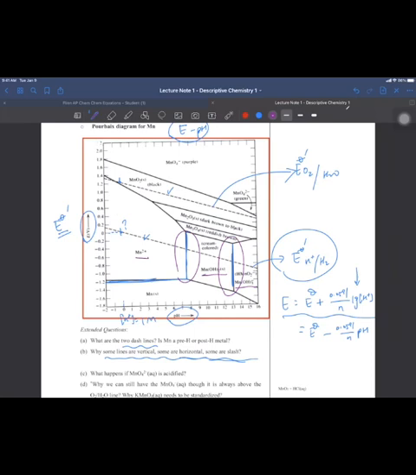How about those horizontal lines? There's only one horizontal line here. Horizontal means the E potential does not change with pH, right? For example, here. So I think we can say this is a redox half reaction, but there's no H plus or hydroxide involved in the half reaction, right? For example, here is Mn2 plus gaining 2 electrons, changing into Mn. So the pH won't affect the E potential, right?